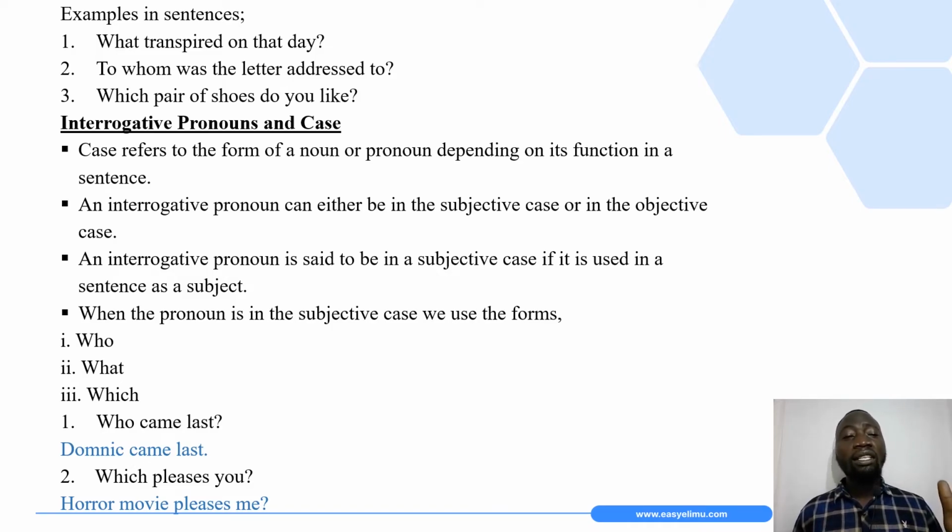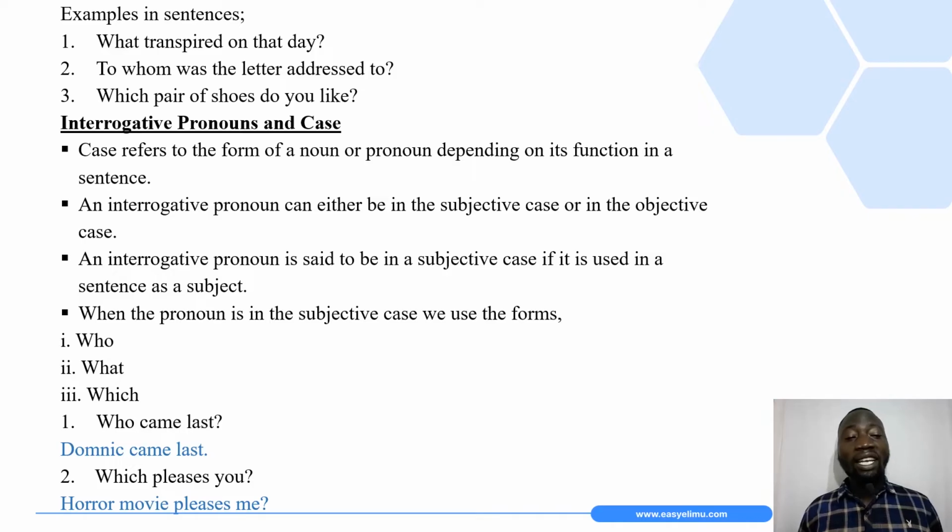Examples in sentences of some of these interrogative pronouns are: number one, what transpired on that day? Another one: to whom was the letter addressed? Then the last example: which pair of shoes do you like?